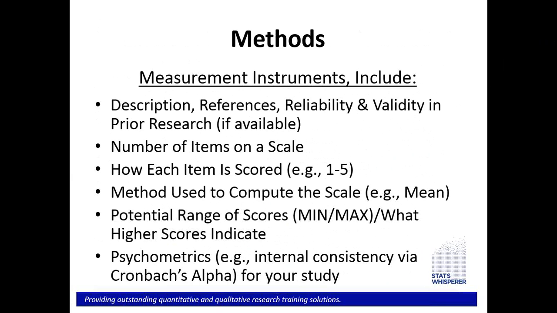Okay, so here, the measurement instruments. Sometimes you'll see a description of measurement instruments, or even one or two, that goes on for a page or two, right? Except in a published manuscript, because you're only allowed a certain amount of words, so it has to be short, right? So we need to boil it down to the essentials, right? So if we were to boil it down to the essentials, a measurement instrument might look like this. It might include a description, references, and reliability and validity in prior research, if available.